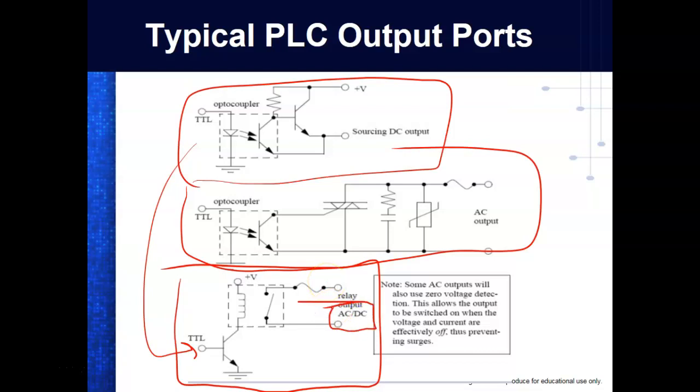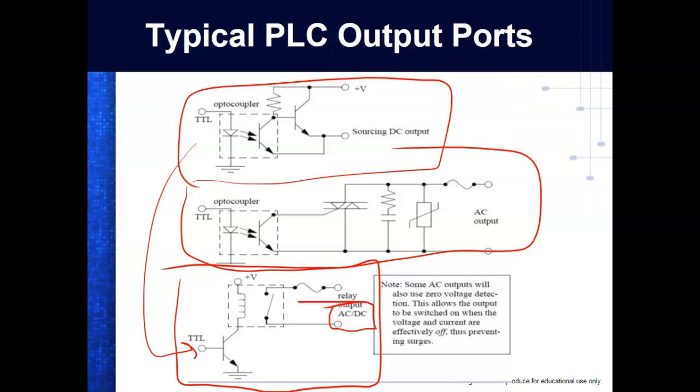Could be AC. So a TRIAC output controls AC. A transistor output controls DC. A relay output, you can do what? Either or. So this guy right here has relay outputs on it. Your 1000 has relay outputs. So this guy's controlling DC. Yours, that one is controlling 120 volts AC because they have relay outputs on it. Some AC outputs will also use zero volt. We don't do that.